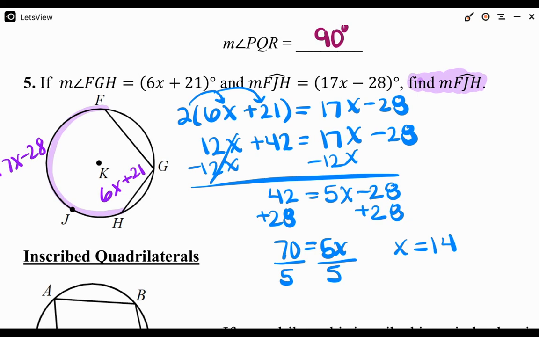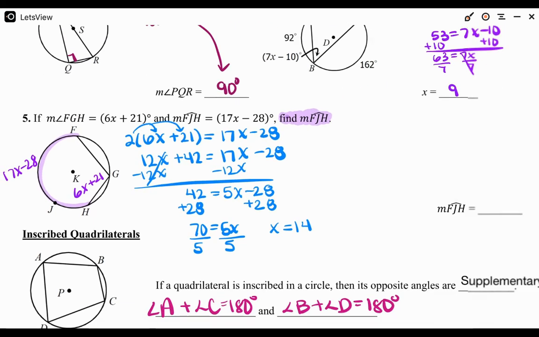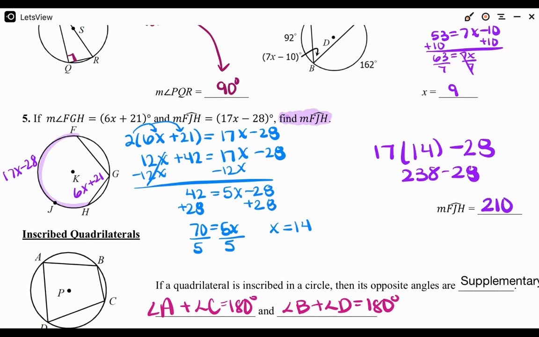But we're not done. Remember, we need to find our arc measure. So now I'm just going to plug 14 in. So 17 times 14 minus 28. 17 times 14 is 238 minus 28. Our arc measure is 210 degrees.